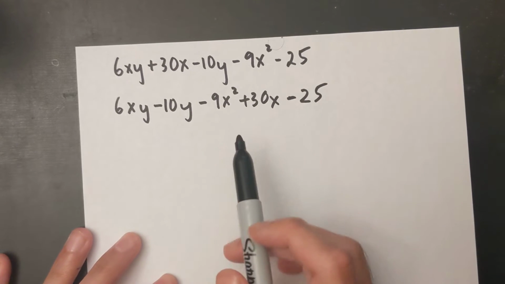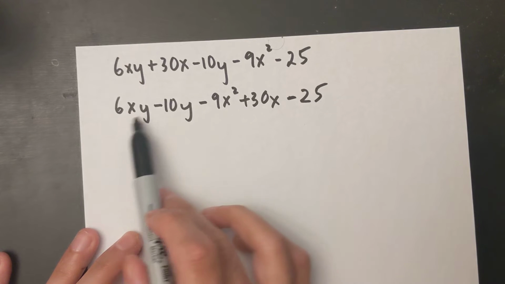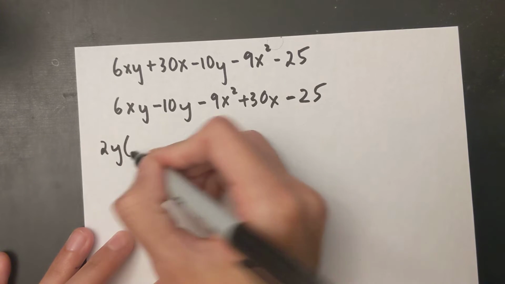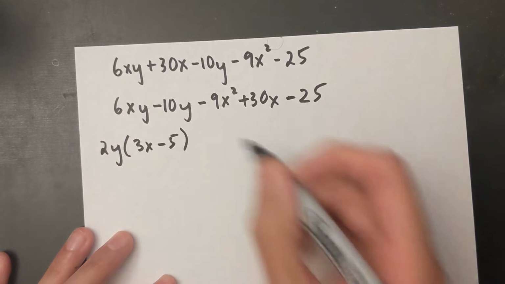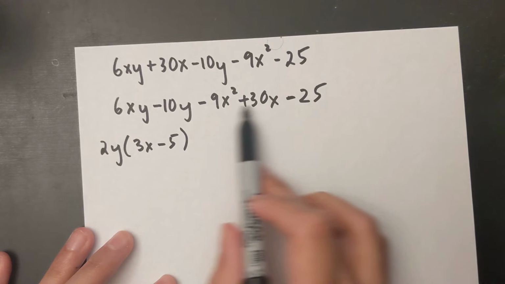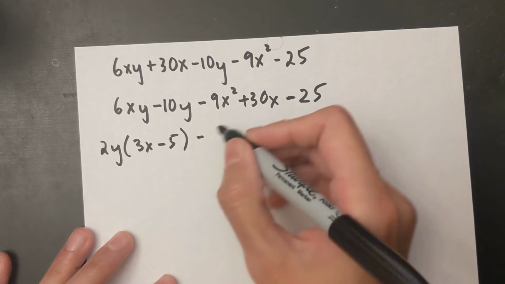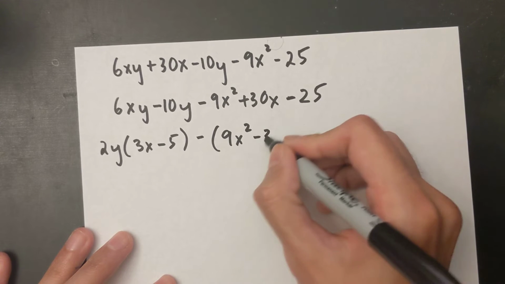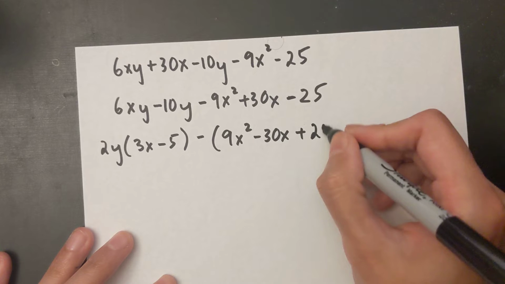The next thing I'm going to do is factor a bit. So from these 2 terms right here, I'm going to factor out 2y. So I'm left with 3x minus 5. And from these 3 terms, I'm just going to factor out a negative because I have a minus over here. So negative 9x squared minus 30x plus 25.